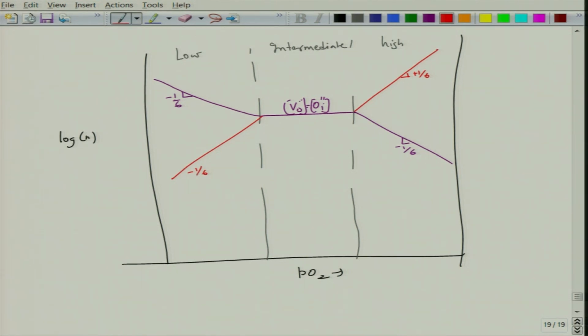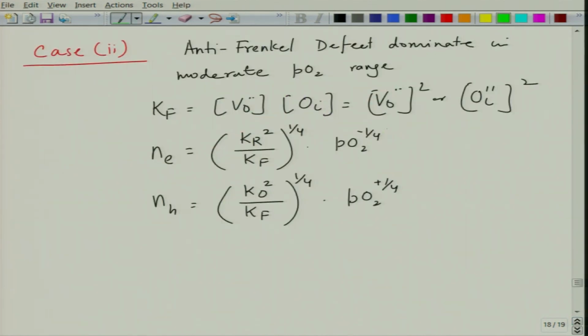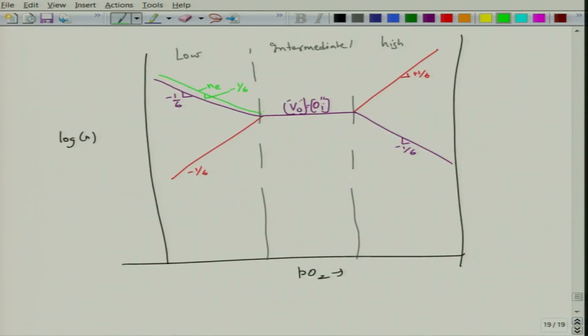NE and NH, on the other hand, will now be different. So, for NE, this is NE and the slope is minus 1 over 6. Now, from the previous equation you see that it has to follow a slope of minus 1 over 4. So, it will follow a slope of minus 1 over 4, and then again it will follow a slope of minus 1 over 6.